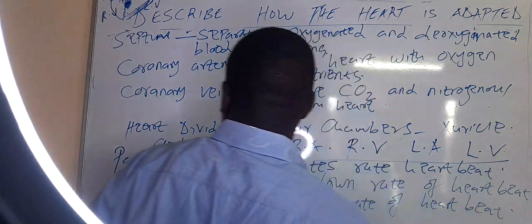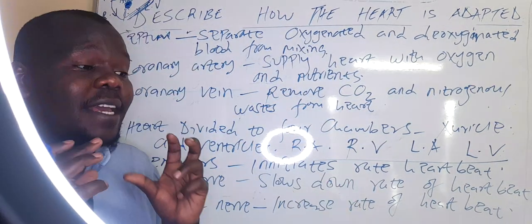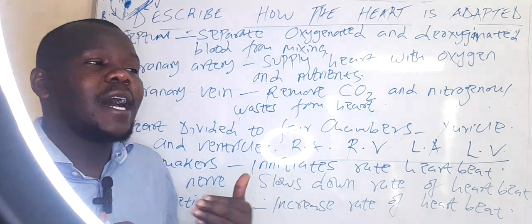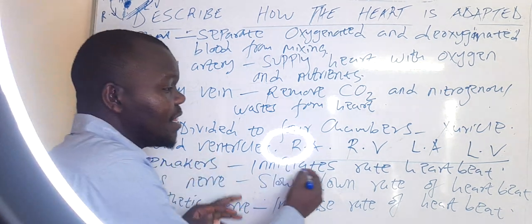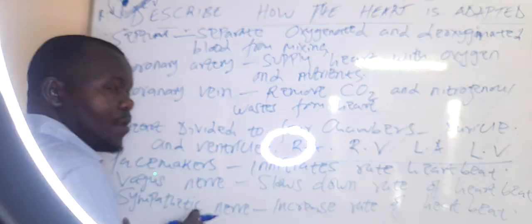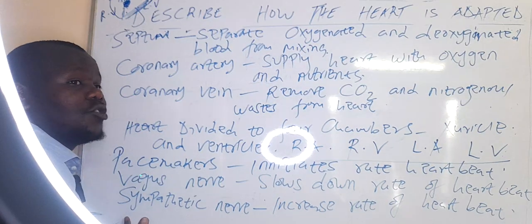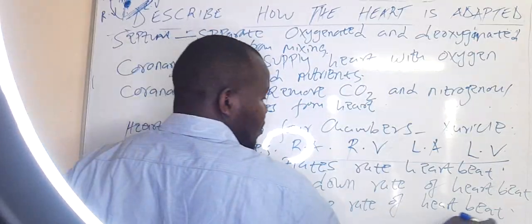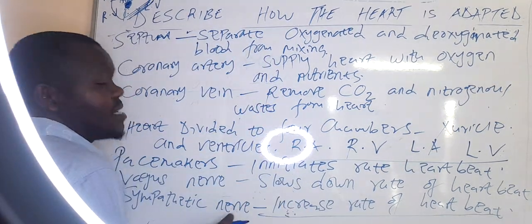Let me explain briefly about this one. We are saying we have pacemakers initiating the heartbeat. We said in the first point the heart muscles were myogenic. So that is why they have pacemakers to initiate the rate of heartbeat. Then from that point, maybe you are under strenuous exercise. What happens? You will require more heartbeat rate to supply the blood to your muscles. So what happens here? This one will increase. At least it will surpass what is required.